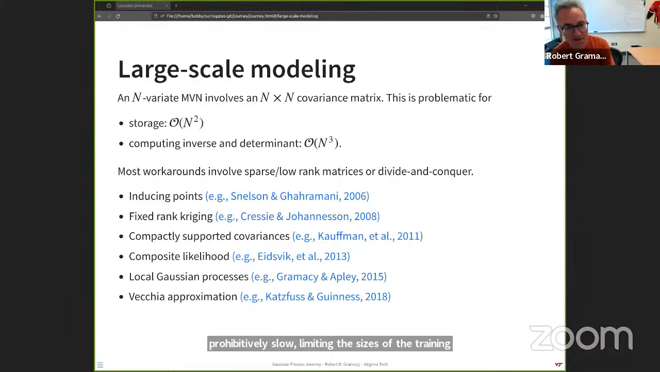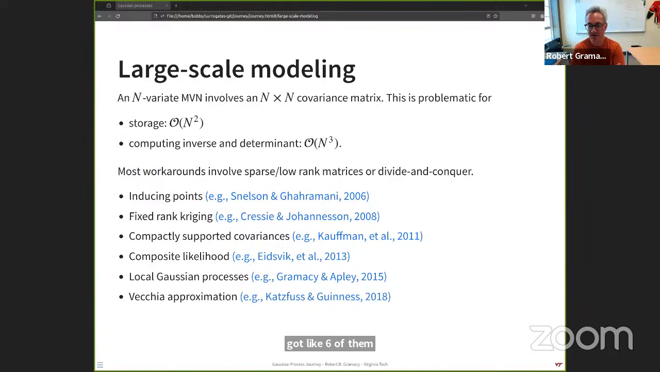So a lot of the methods in the literature, and I've only got like 6 of them here, although there are probably 60 distinct ideas, so I wouldn't be able to fit them on a slide, but almost all of them involve inducing sparsity or low-rank structure or some kind of divide and conquer scheme, either in your covariance matrix directly or in the fitting enterprise.